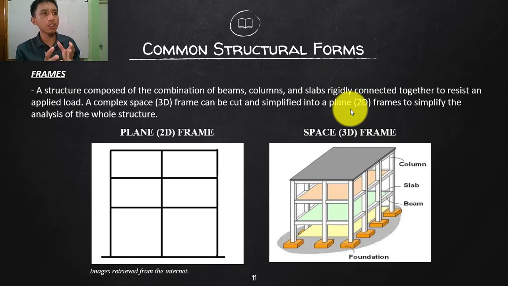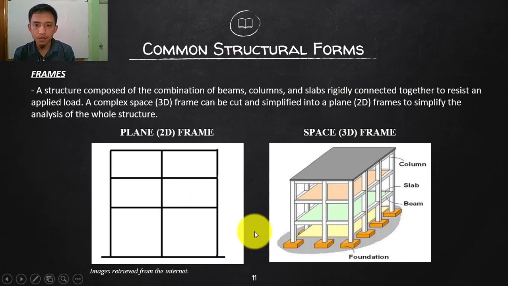By the way, what is an example of rigidly supported or rigidly connected elements? For example, reinforced concrete, which is poured at the same time. It means that concrete will cure as one. The beam, the column, and the slab will cure as one. So they will become one single element helping each other. That is the key point in your frames.